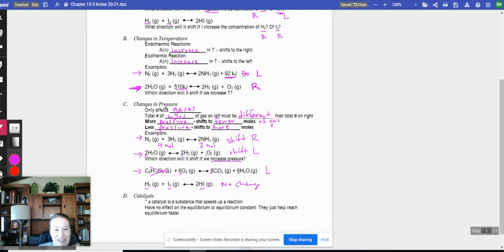Okay, and then to finish up the notes, a catalyst will speed up the reaction initially, so you get to equilibrium faster, but it has no effect on the actual equilibrium or the equilibrium constant. It just gets to the equilibrium faster.